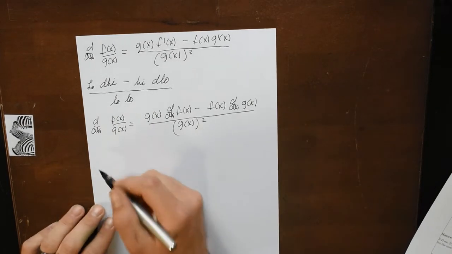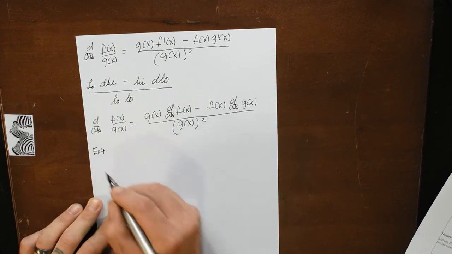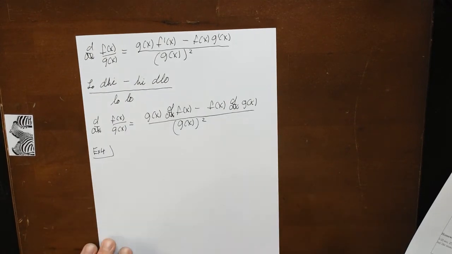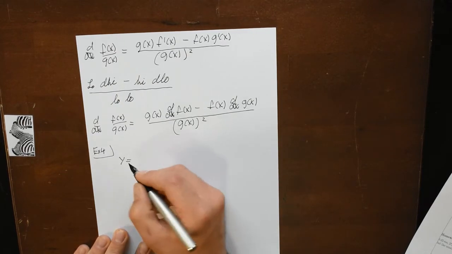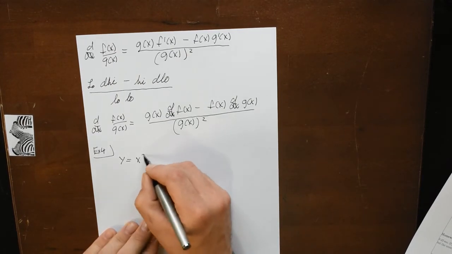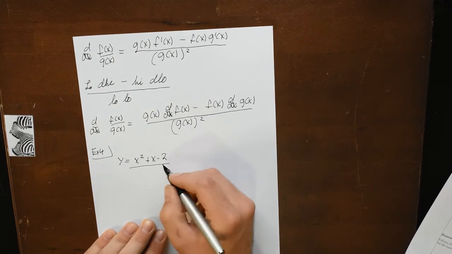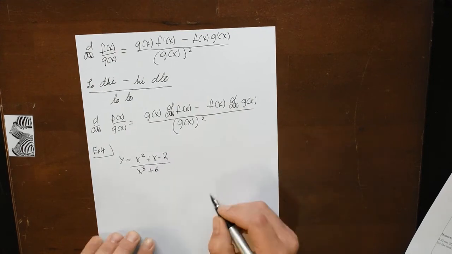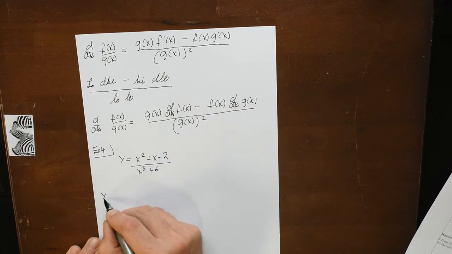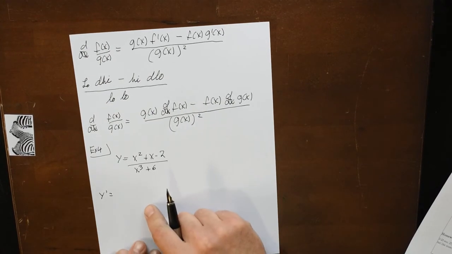So let's do example 4 on page 3 of my notes. If y is equal to x squared plus x minus 2 divided by x cubed plus 6, well, what is y prime? We're going to use the quotient rule.